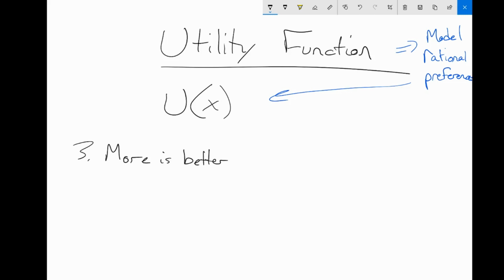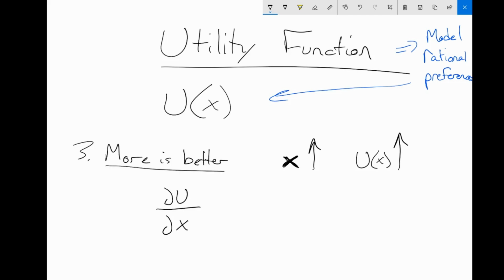All right. That means that as x goes up, u goes up. U of x goes up. Now that should look familiar to you. All right? As x goes up, u goes up. If I wanted to say, how does an increase in x affect or change u? Well, that should spark in your mind a derivative. If I want to know how does u change given a change in x, I would take the derivative. So more is better.